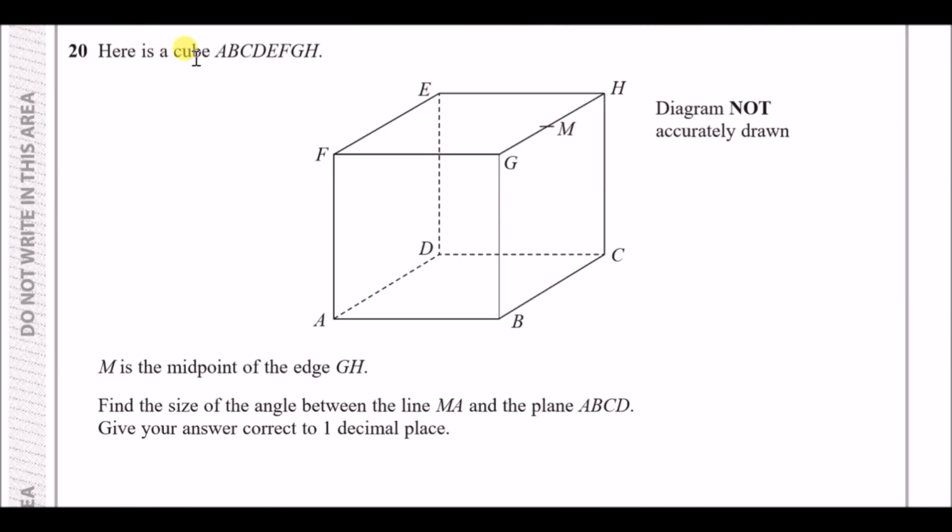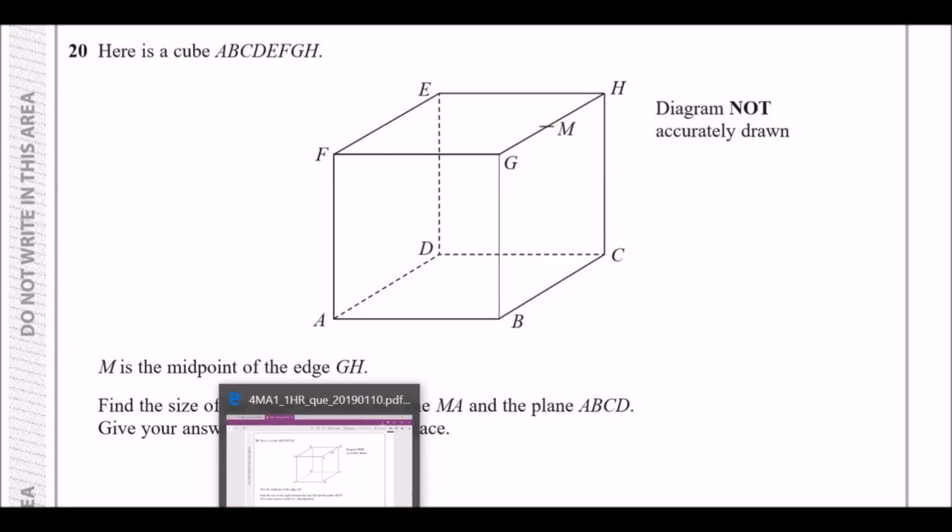So here is a cube ABCDEFGH. Why did I say that? Where M is the midpoint of the edge GH. So M is bang in the middle. Find the size of the angle between the line MA, so M connecting to A, and the plane ABCD, so the ground. Okay, with these kind of questions, they're always the same.